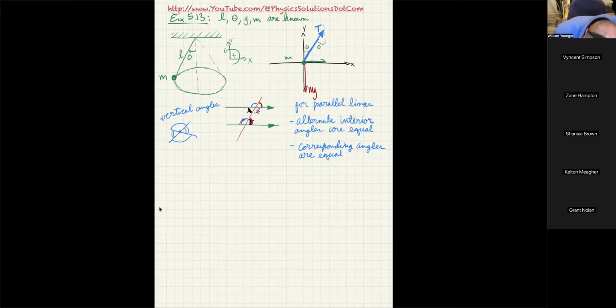That means this one is T sine theta. And then there is also a positive y component, and this one is T cosine theta, like that.